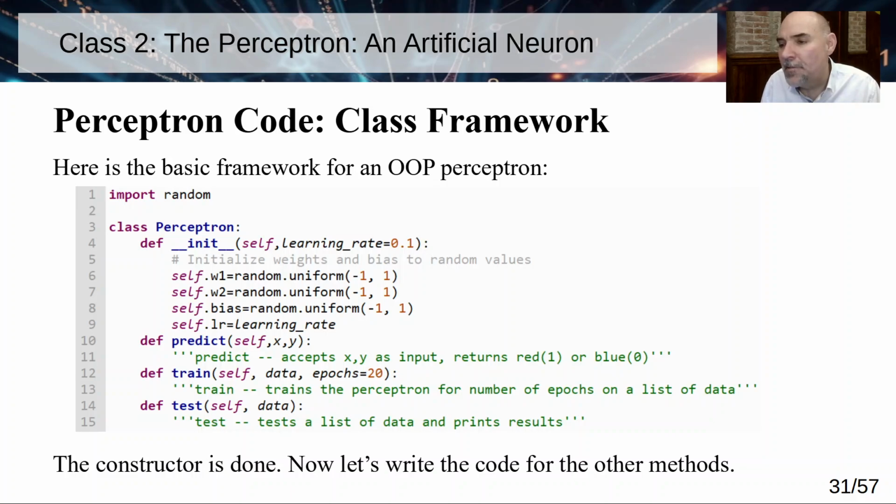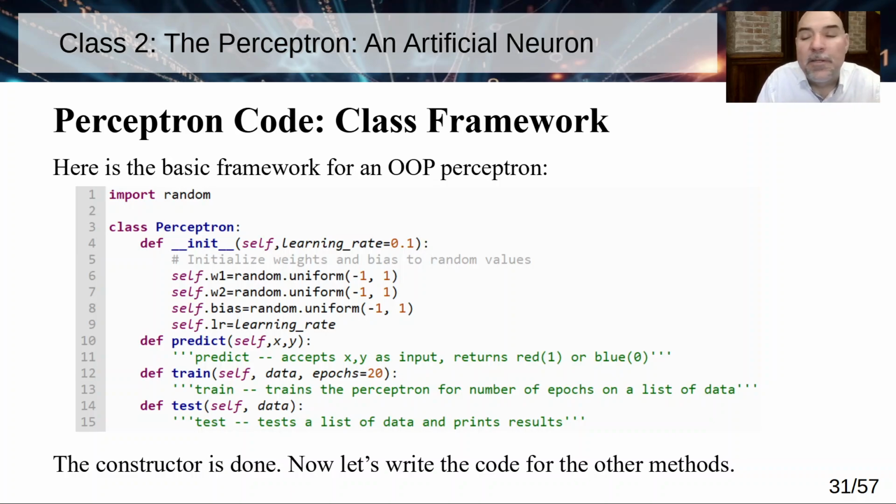Now what test does is the same thing that train does, but it's not training the system. It's just saying, did it get these data points right? Did it classify them correctly? Not making tweaks or adjustments to any of the thing. We're just testing it.